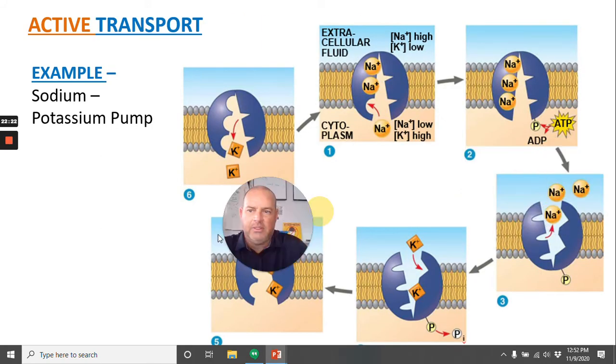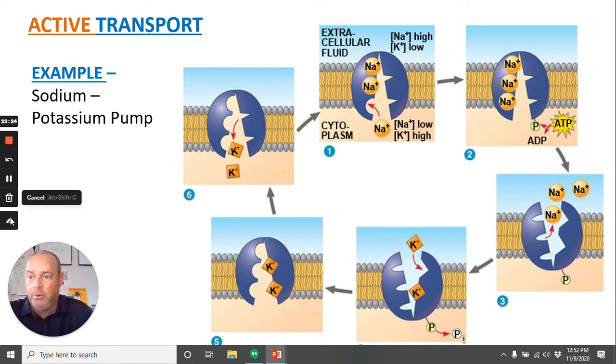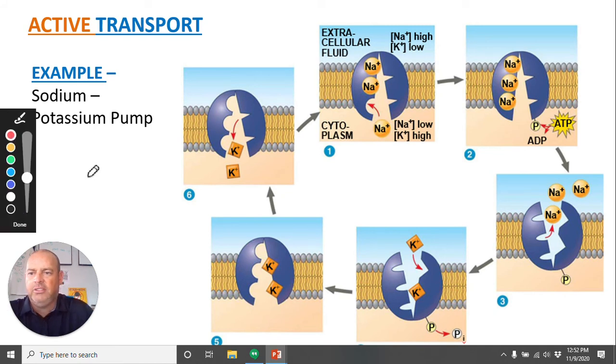And another example here of active transport, probably the more famous example, is the sodium-potassium pump. This is what makes your nervous system work, okay? This is how we can send action potentials up and down our neurons so that we can do things.